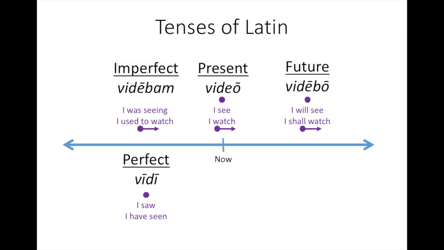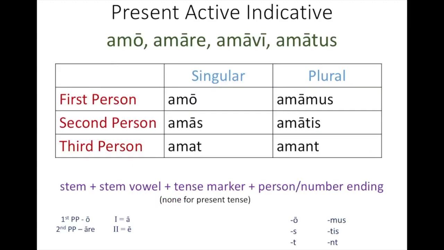So let's talk about our present system of tenses, our present, future, and imperfect verbs. Let's start by reviewing the present tense. In order to conjugate the verb amo, amare, amavi, amatus in the present tense, you know the equation: you take the stem vowel, you add a tense marker which doesn't exist for the present tense, and then you add your person and number endings.